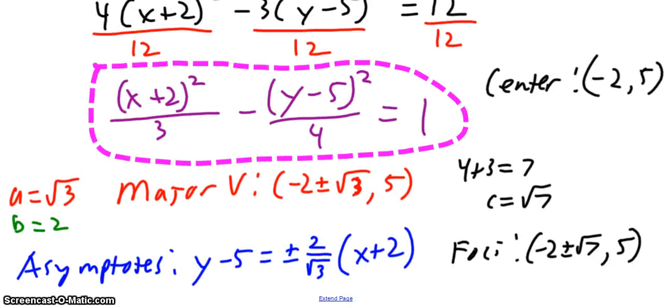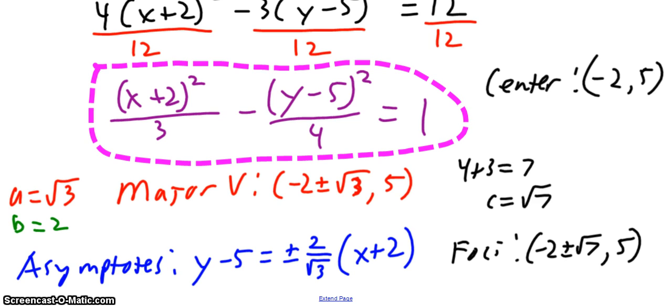Alright, so our standard form should be (x plus 2) quantity squared over 3 minus (y minus 5) quantity squared over 4 equals 1, which means our center is the point -2, 5. The a value is going to be the square root of 3, and the b value of this is the square root of 4, which is 2. So my major vertices, since the x squared quantity is positive, this is going to be a left and right, or a horizontal transverse major axis. So my major vertices are going to have the x value of the center be affected. So it'll be -2 plus or minus the square root of 3, comma 5.